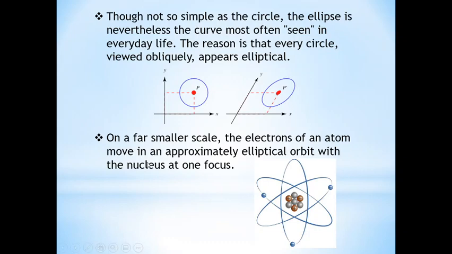On a far smaller scale, the electrons of an atom move in an approximately elliptical orbit with the nucleus at one focus. So, here, the electrons, where do they move? Okay. So, the electrons move elliptically with the nucleus at one focus. So, this is what is called the focus.